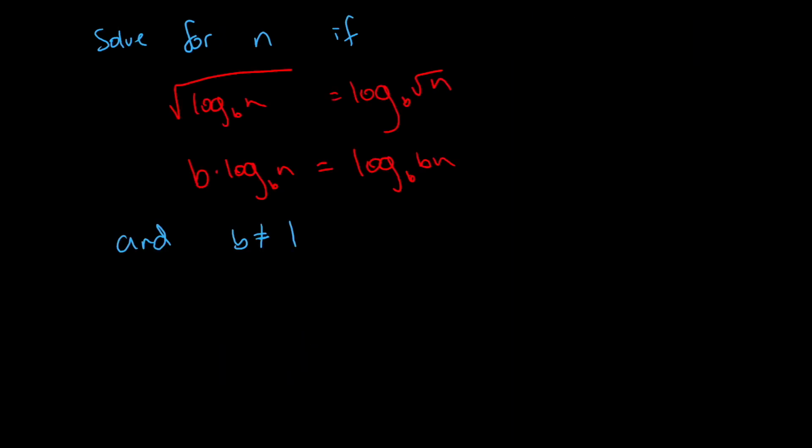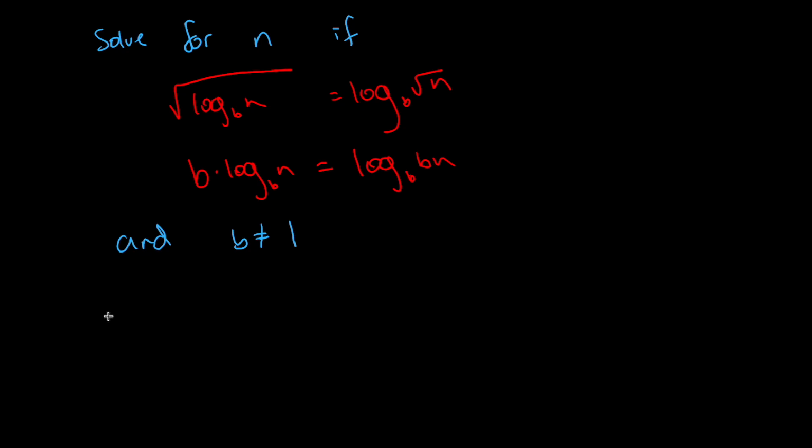Okay, so this problem looks a bit more difficult. Solve for n if log base b of the square root of log base b of n is equal to log base b of the square root of n, and b times log base b of n is log base b of bn, and b is not 1. So I'm seeing a lot of log base b of n, and I do not really like that.